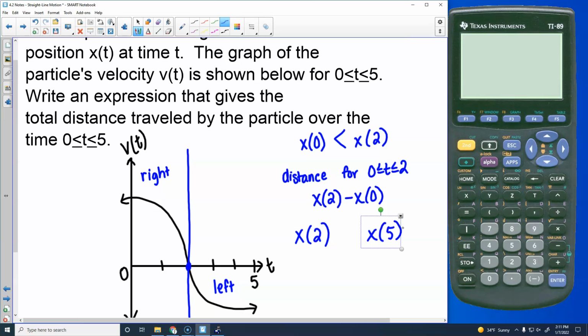Okay, wait, are we tracking not displacement, but distance? Because it's where we're at. Let me just do it this way. Let's see, so what's happening? I was thinking displacement. Yeah.